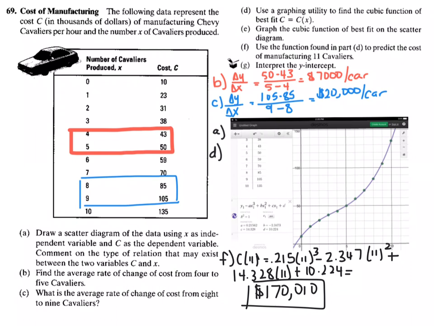So now the last part, I want you to think about what the y-intercept means. So at x equals 0, or at 0 Cavaliers produced per hour, it still costs the company $10,000. So I kind of want you to think about that on your own. Why is that? What does it mean in the real world situation as we talk about this modeling stuff?